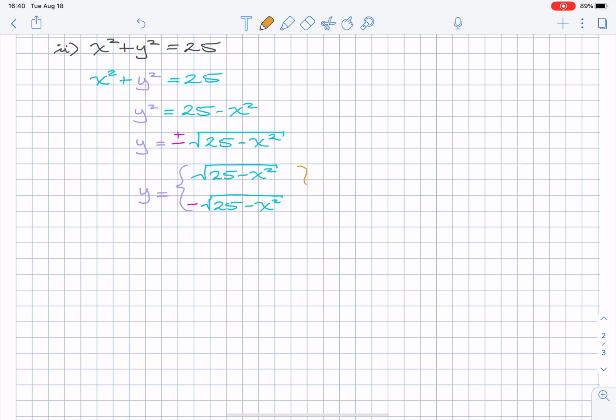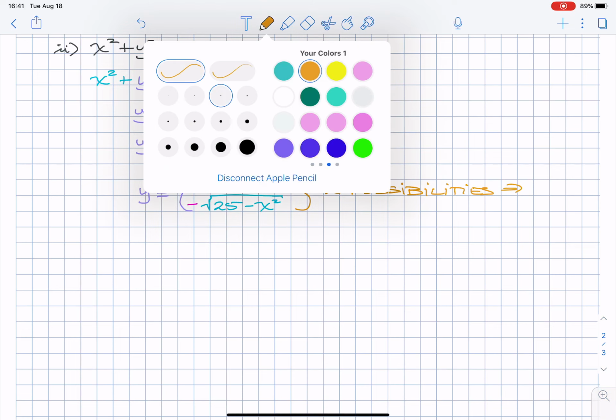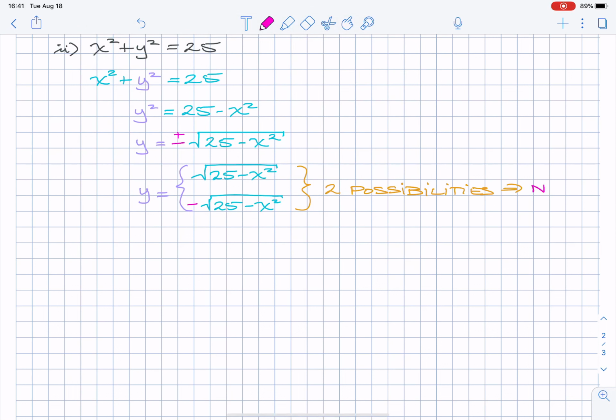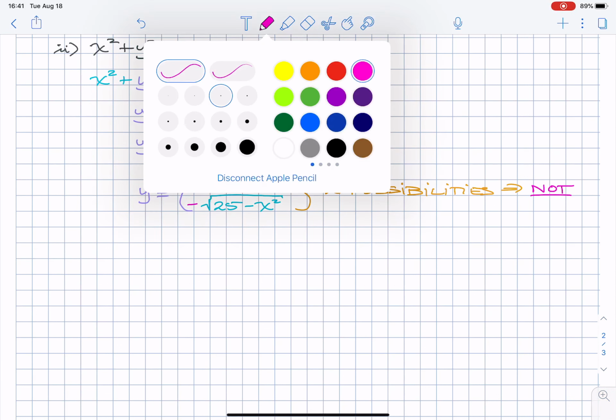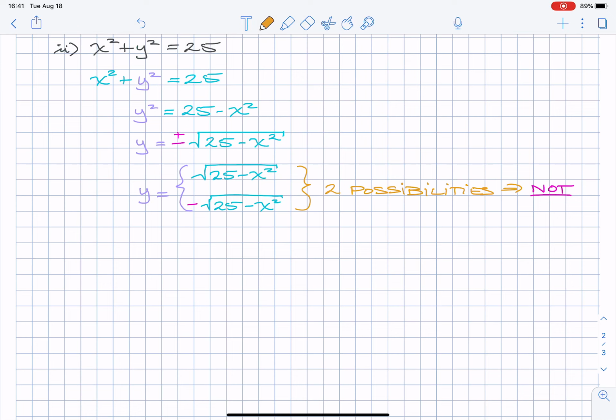So two possibilities. So not a function, because it's not unique, not a function.